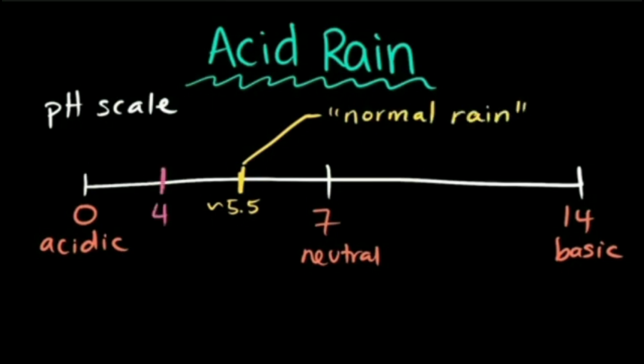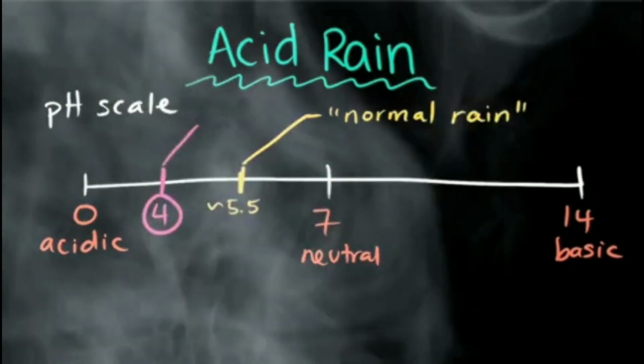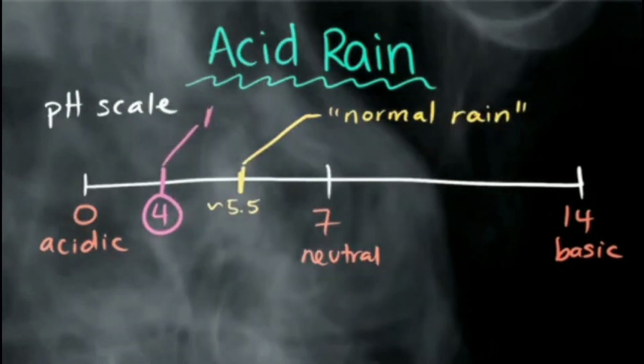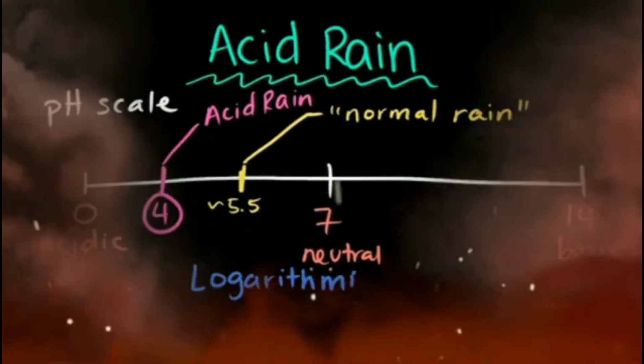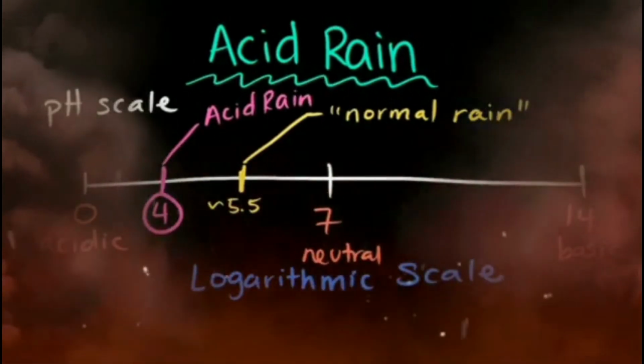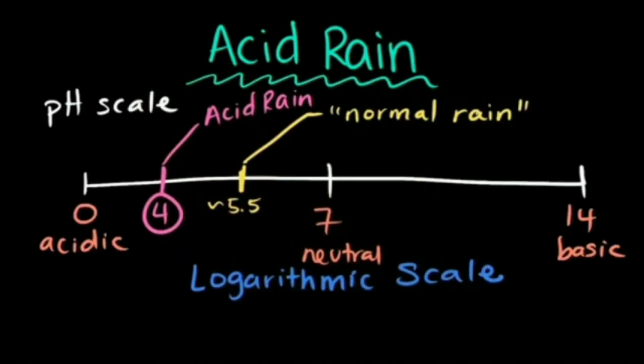But acid rain is even more acidic and typically around a pH of 4. Now, this might not sound like a big difference, but remember that this is a logarithmic scale. So each increment, like from 4 to 5, is actually a tenfold difference. So if we're comparing normal rain at about 5.5 and acid rain at 4, that's a pretty big deal.